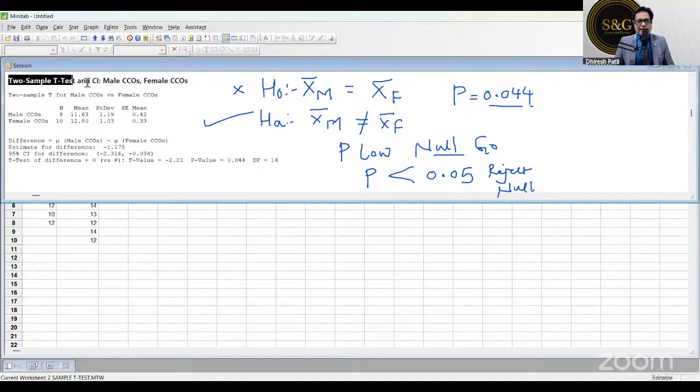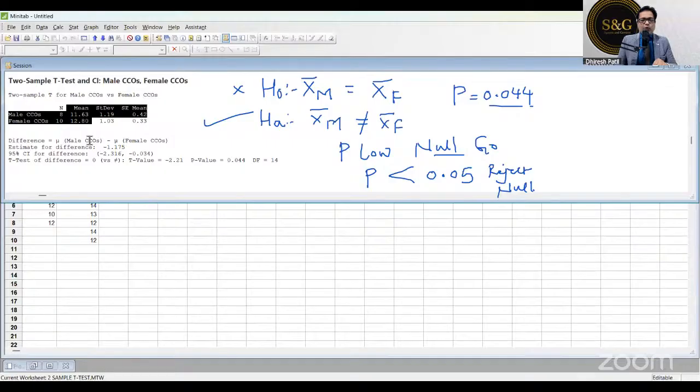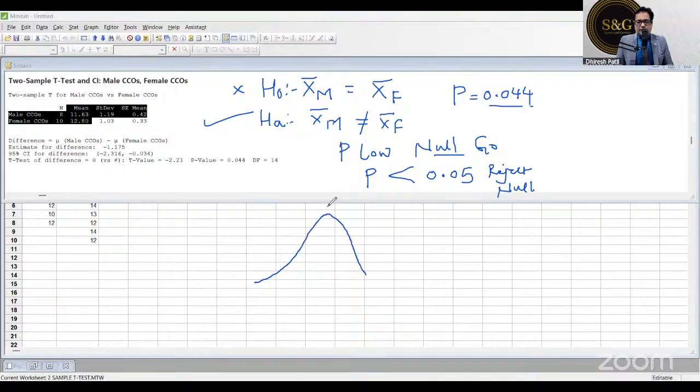So it says two-sample t-test. The mean is 11.63 for the male and the female mean is 12.80. So understand this. What is p-value? If I have to draw the p-value, it would be like this. For the male CCO, the data distribution is like this. This is the average x bar m, which is 11.63.